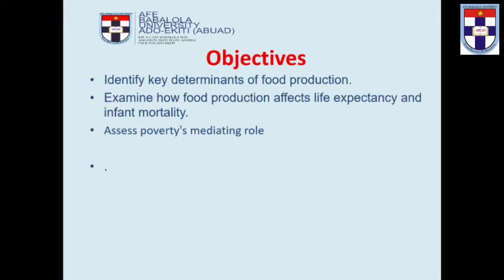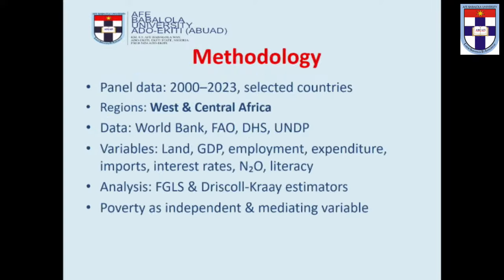Objectives. We have three major objectives: to identify key determinants or drivers of food production, to examine how food production affects life expectancy and infant mortality, and to assess whether poverty mediates the relationship between food production and health outcomes. Methodology. The study uses panel data from 2000 to 2023, covering selected countries across West and Central Africa. The data sources include World Bank Development Indicators, Food and Agriculture Organization statistics, Demographic and Health Survey, and United Nations Development Program.